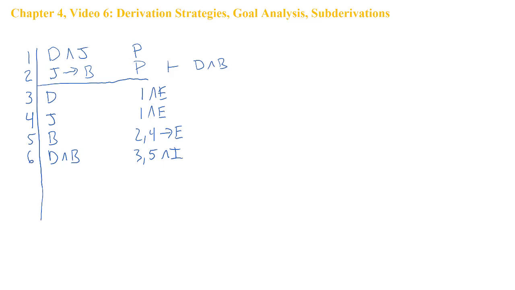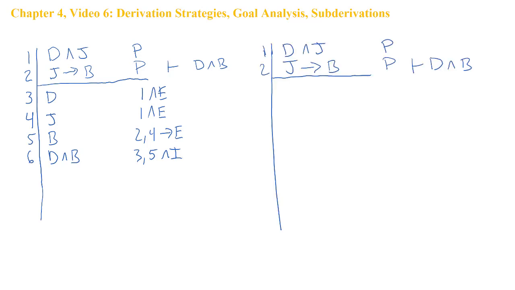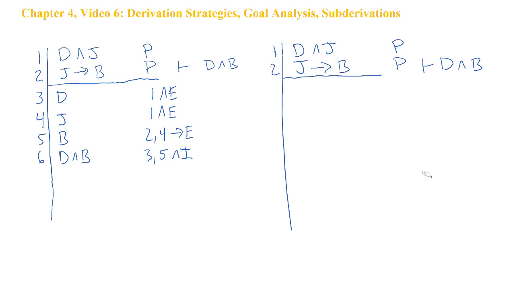A different approach is to work from the bottom up, to focus on the goal and see what I need to do to get it. Let's see how that looks. Okay, so here is the same derivation over again. So the first step in the goal analysis approach is to take the goal statement and put it in at the bottom of the subderivation.